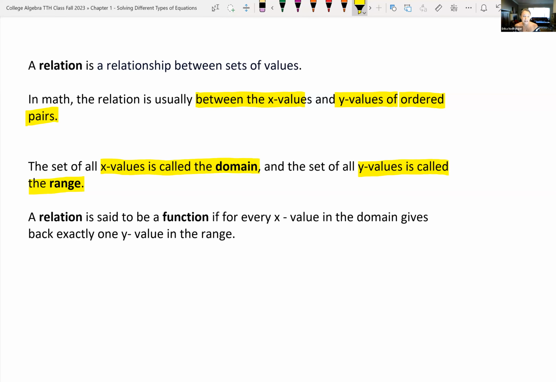So in order for a relation to be a function, it's a function if for every x value in the domain, it gives us back exactly one y value in the range. So if x is in our domain, if we plug it into our equation, it can only spit out one value of y in our range. If we plug an x value into our function, and it spits out two or more y values, then it's not considered to be a function.